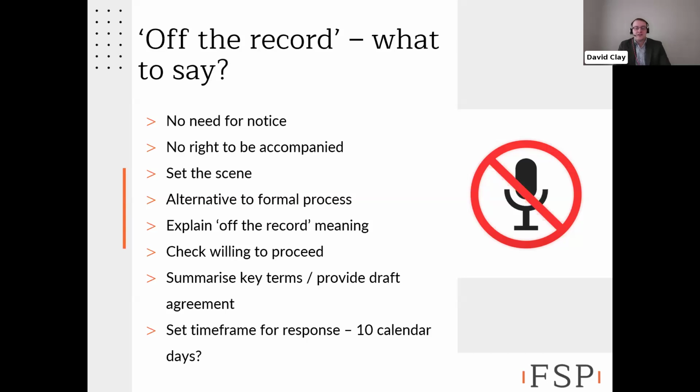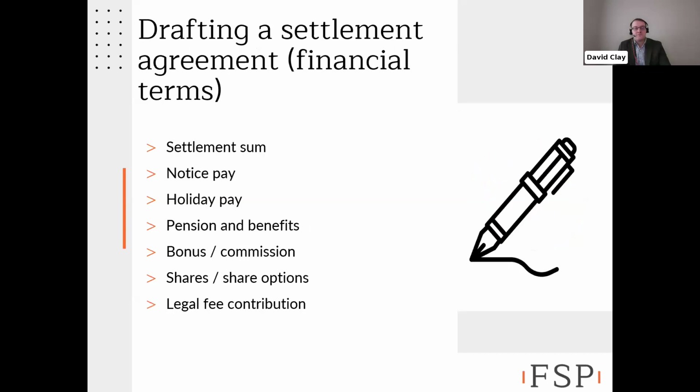So the next slide, on actually drafting up the agreement: what are the key financial terms that you need to cover off? Well, the obvious one is the settlement sum. Now, in most cases, as you may or may not know, you can make a payment of up to £30,000 tax-free as compensation for loss of employment. Any sum beyond that would attract deductions for income tax and employers' national insurance contributions, but not employees' national insurance contributions. So in most cases, there'll be a settlement sum.